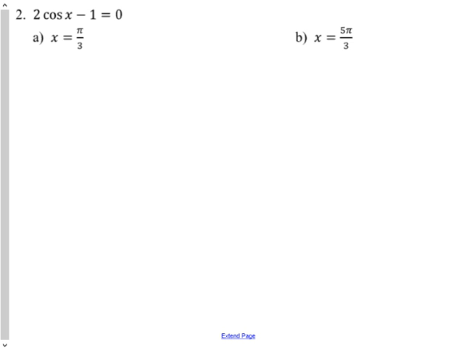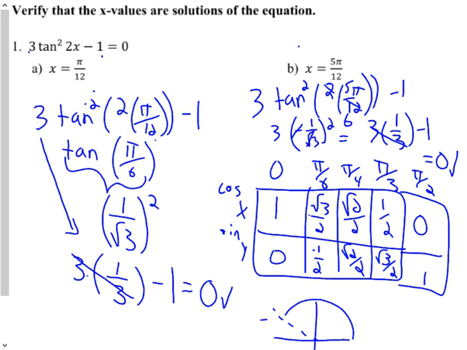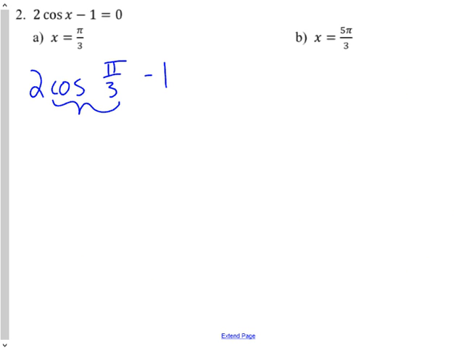Next one, 2 cosine of x minus 1 equals 0. So again, just plugging it in. All right, clearly we're going to simplify the cosine of pi/3 first. Cosine of pi/3 is a half. If you weren't sure, going back, here's my pi/3, cosine is the x value, it's a half, right? So again, using our unit circle. So make sure you're familiar with how to use it. 2 times a half is 1, minus 1 is 0, and that confirmed that was right.